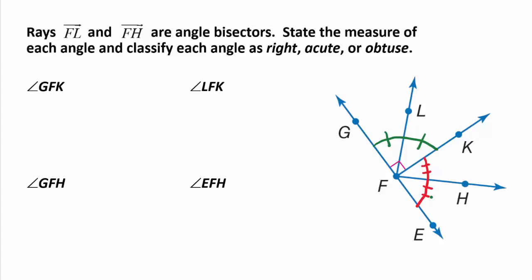So they want us to state the measure of each angle and classify it as being right, acute, or obtuse. So GFK will be the first angle that we take a look at. GFK. And if you notice, this little guy right in here at the very beginning, that means that's a right angle. So we're going to say that this is a 90-degree angle and classify it as right.